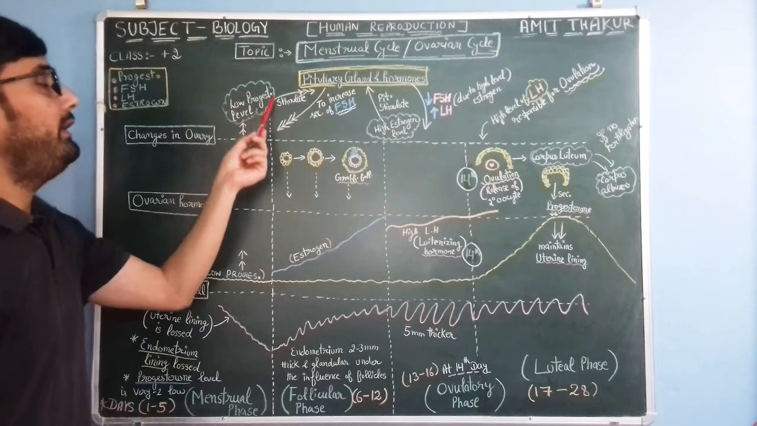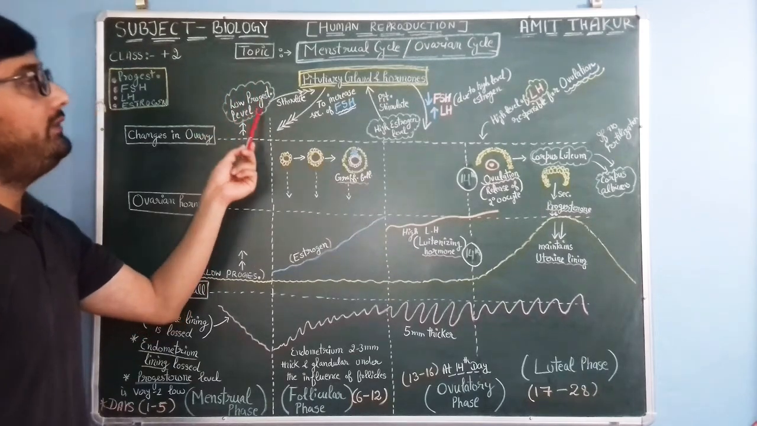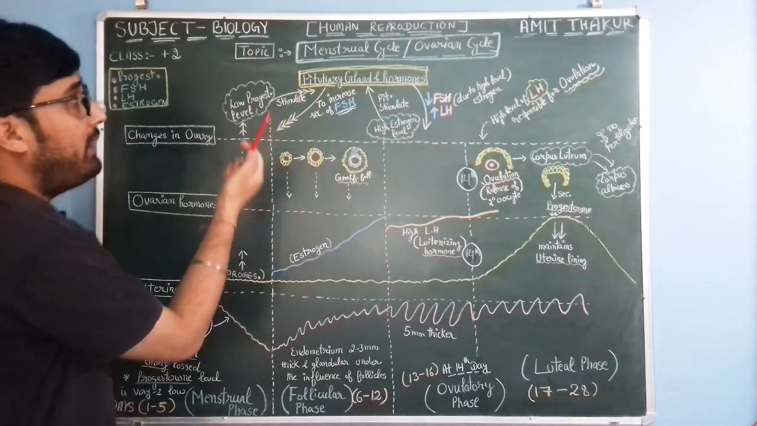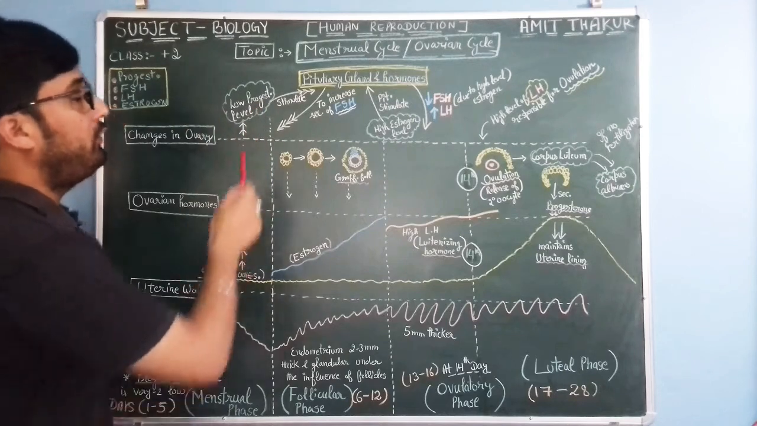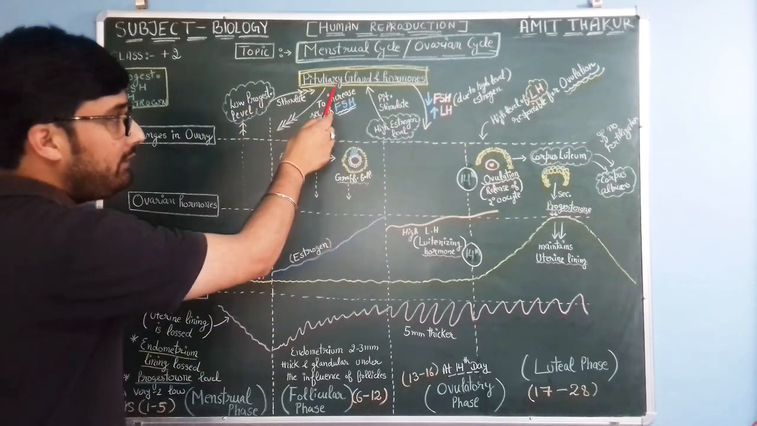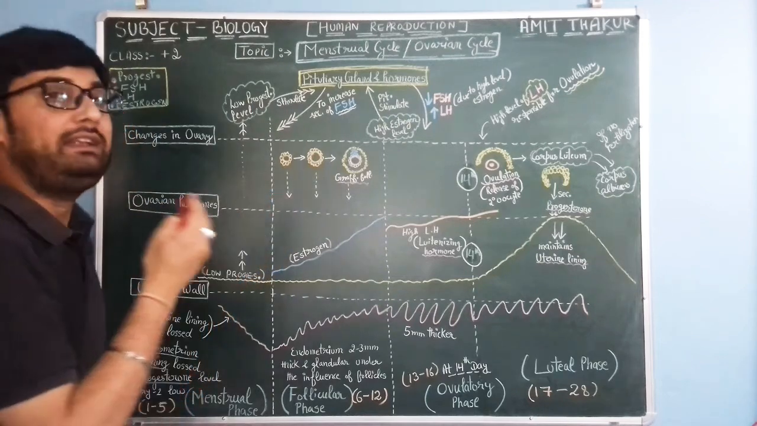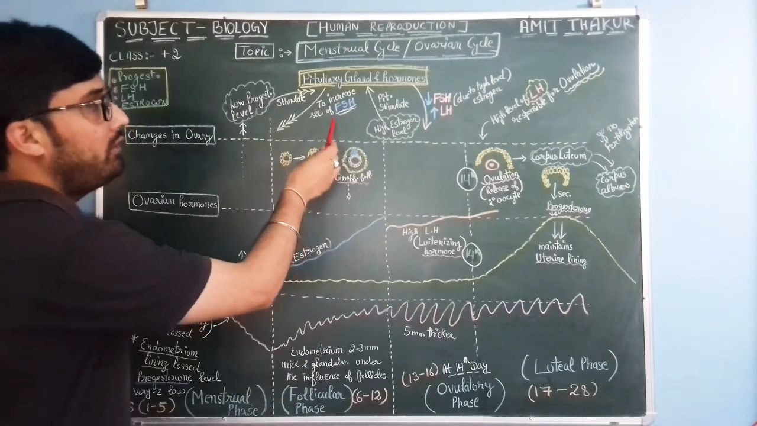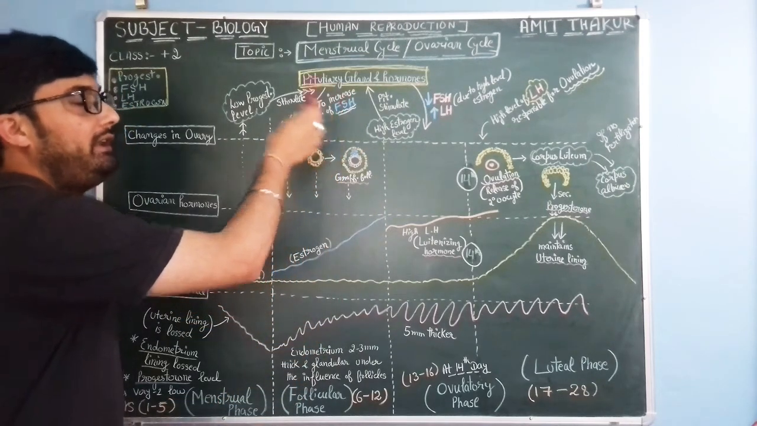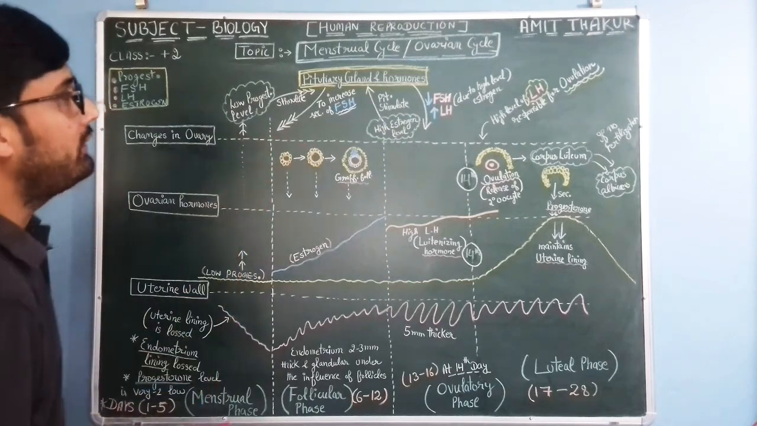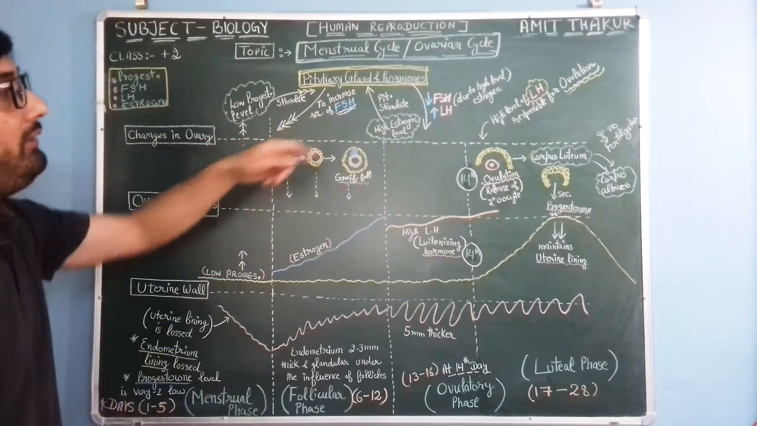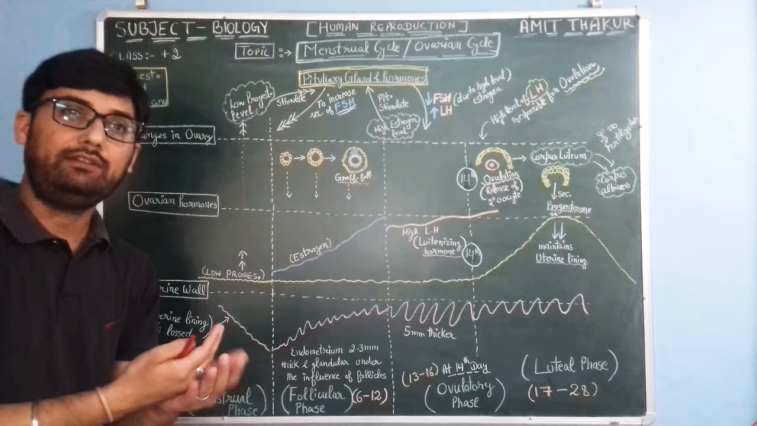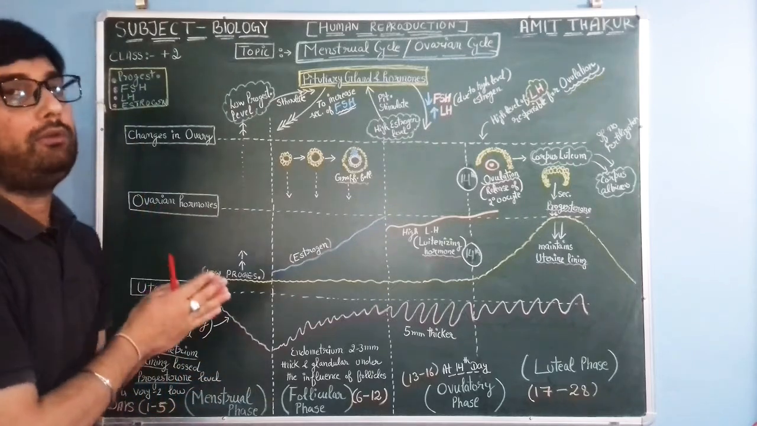Just because of having very low progesterone, the pituitary gland is stimulated. When the pituitary gland is stimulated by the low progesterone hormone level, it enhances the secretion of FSH, which means follicular stimulating hormone. So the FSH level increases just because of the low level of progesterone.